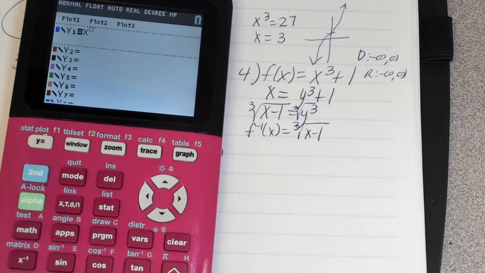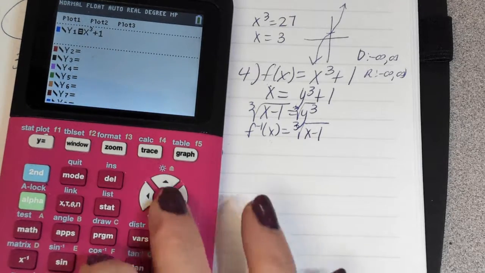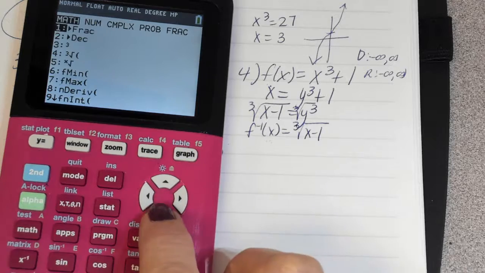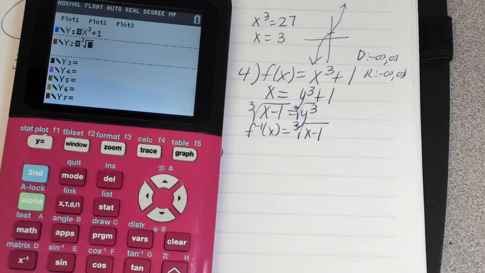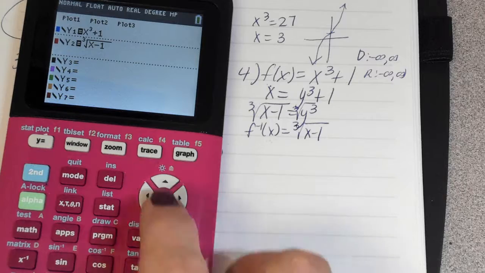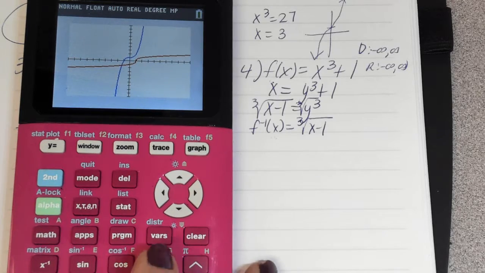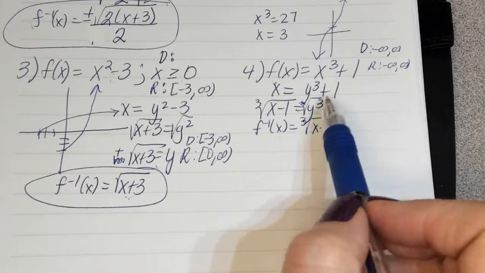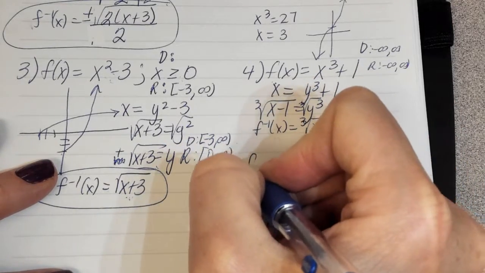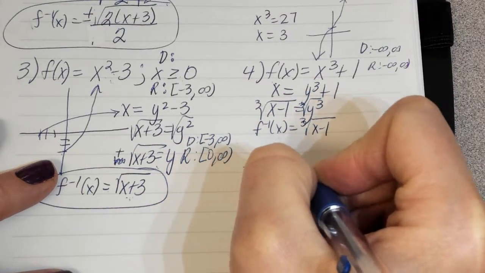If I've done a problem and I'm not sure if I did that inverse correct, then I just graph it and I look to see if it appears to be a reflection over the axis. So, not the axis, but the line y equals x. Here's the original function and here's the inverse function. Doesn't it appear to be a reflection over the line y equals x? So therefore I know that it is.